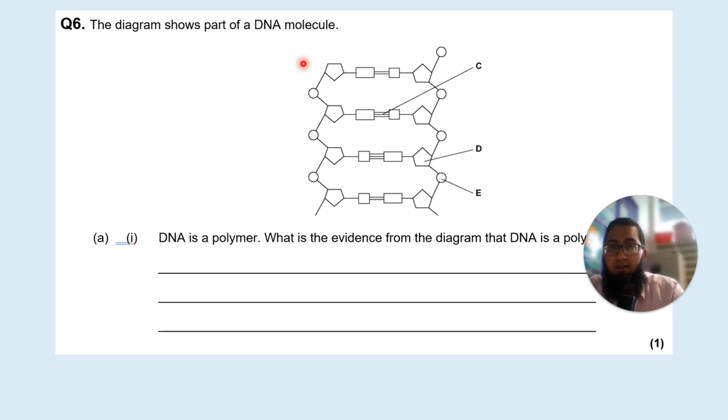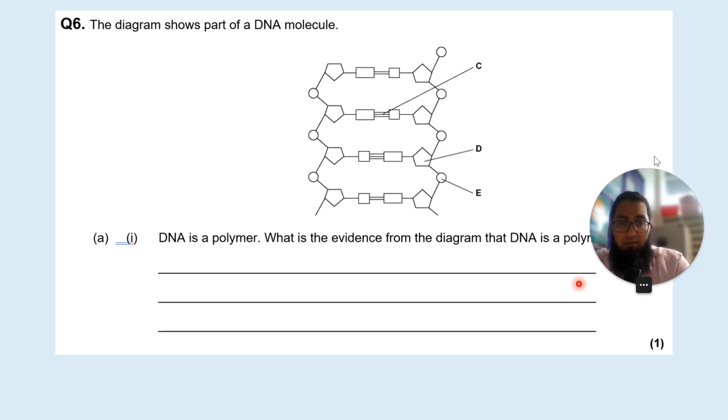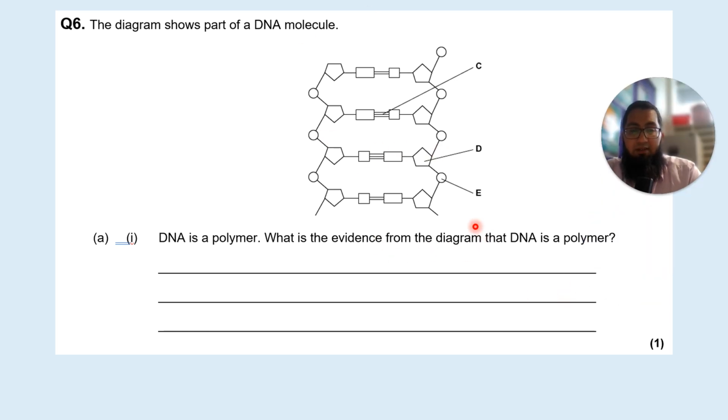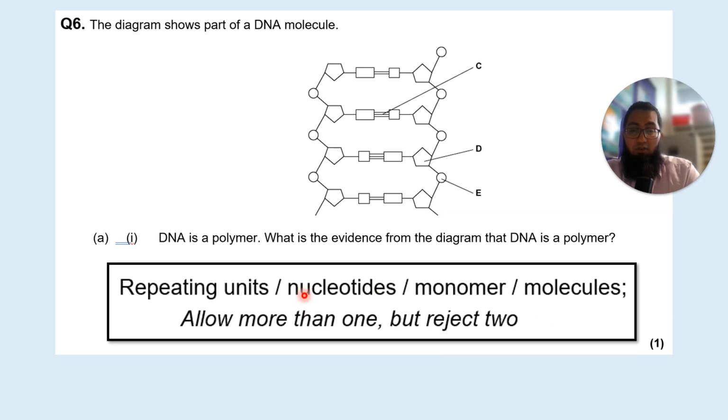One more question. I'm showing you here a DNA molecule. Is DNA a polymer? What evidence from the diagram shows that DNA is a polymer? Pause the video. One mark. So you have lots of repeating units. Even if you don't know what they are, you can check. You can see that's one unit, that's another unit, exactly the same. So lots of these monomers join together. For DNA, these monomers have a special name. We call them nucleotides.